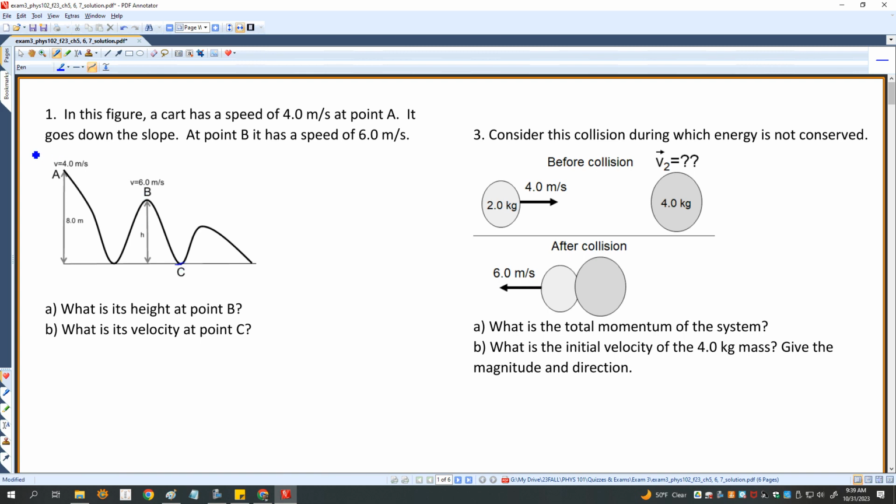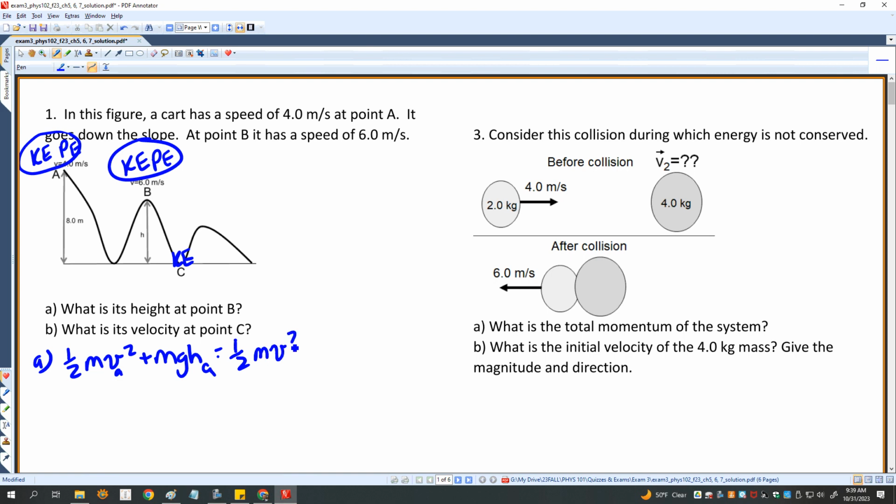So recognize that here it has both kinetic and potential energy. That's true here too, that it has kinetic and potential energy, but down here it just has kinetic energy. So let's first start with this. I would say that the energy here is equal to the energy here. So that's 1/2 mv squared plus mgh, all at point A, is equal to 1/2 mv squared plus mgh, all at point B.